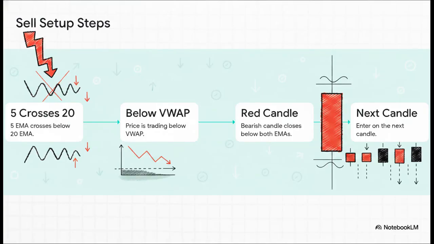If you caught the logic of the buy setup, you've pretty much got this nailed down already. We're simply reversing the triggers to capitalize on downward momentum. Let's look at the bearish steps, which perfectly mirror our previous rules, just upside down.